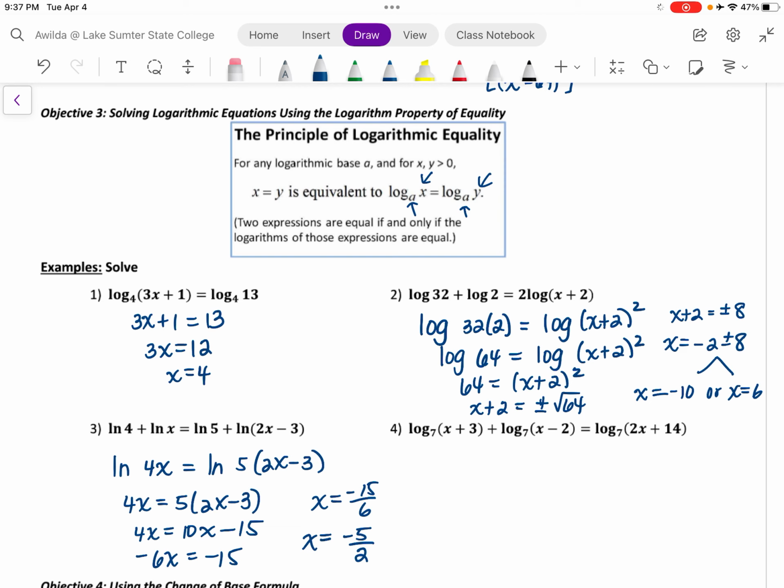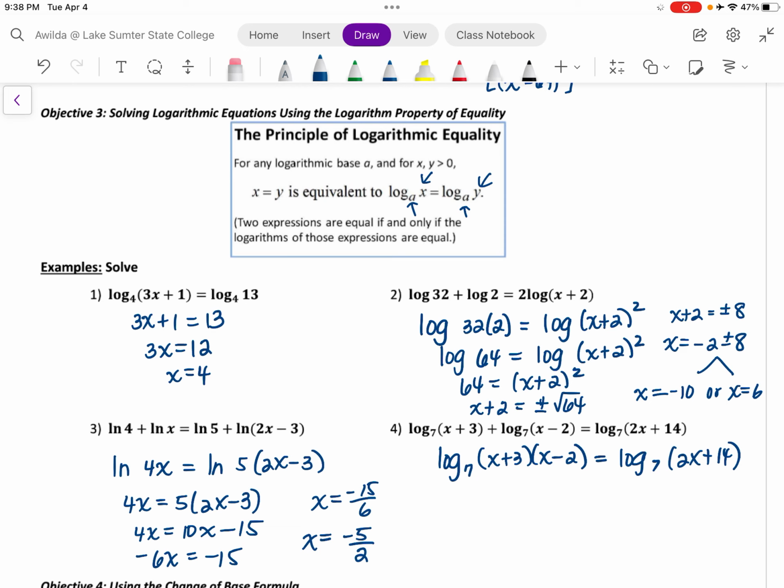In example 4, we have logarithm base 7 of x plus 3 plus logarithm base 7 of x minus 2 is equal to logarithm base 7 of 2x plus 14. Note here that we're going to use the product rule to write this as logarithm base 7 of x plus 3 times x minus 2, and on the right, no change is necessary. So we have two logarithms that are equal with equal bases, therefore their arguments must be equal.